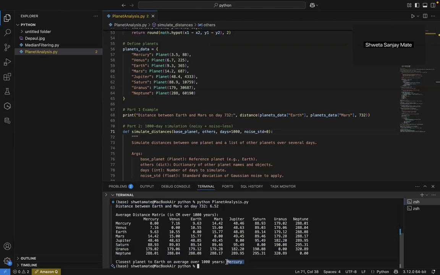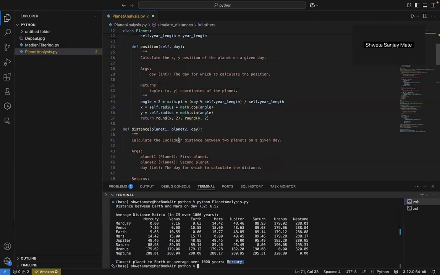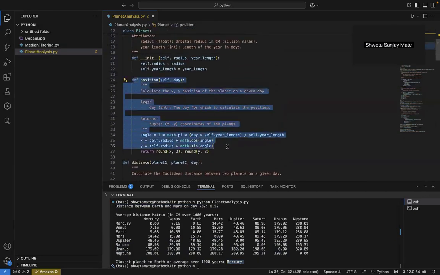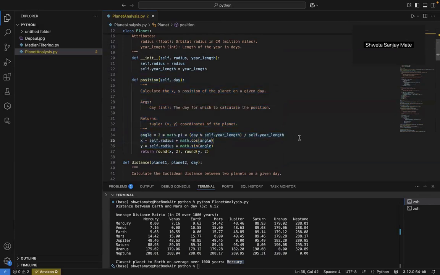Now let me explain how the position function works. Each planet follows a circular orbit, so I use trigonometry to find the x and y coordinates. The function for position is written over here. I calculated the angle based on the day and the planet's year length using this formula. Then I used the cosine and sine functions from the math module to find the x and y position. The distance function then calculates the straight line distance using the Euclidean formula.